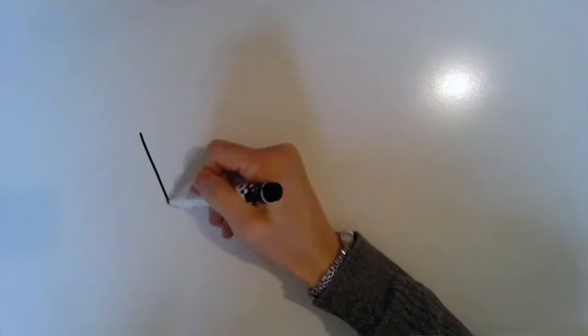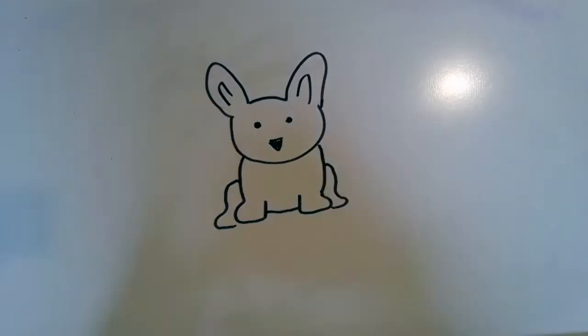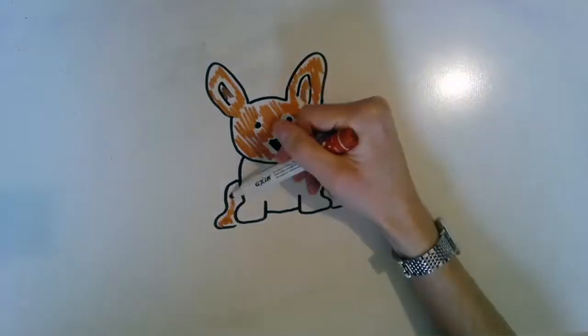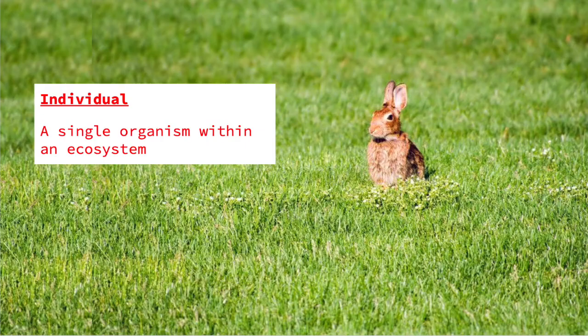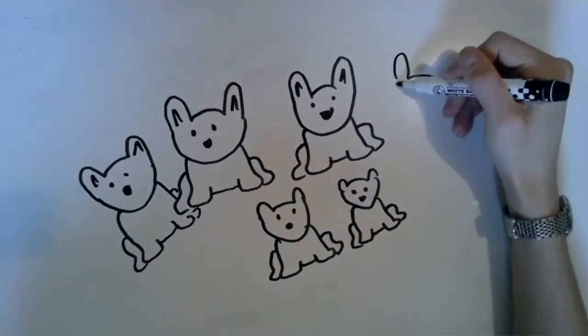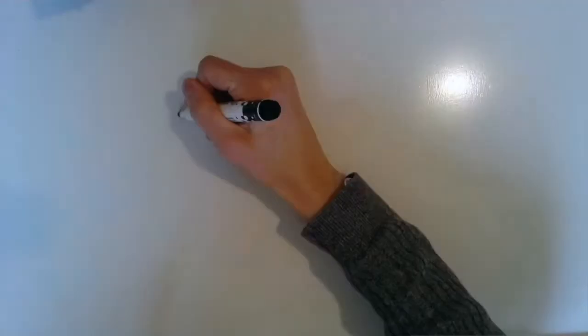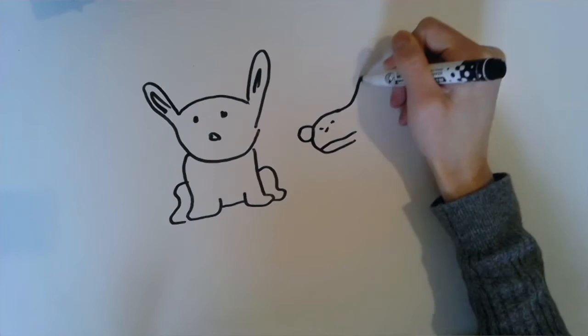The first level of an ecosystem is the individual, which is why I'm drawing just a single rabbit. A single individual within an ecosystem might play a much wider part in that ecosystem, or it may not be part of it at all. But we need to look at things on an individual level. The next level up is population, and that is the entirety of that species. So this is all of the rabbits within that ecosystem rather than just the one rabbit we saw previously. The next level up from population is the community, and this is all the species within the ecosystem.